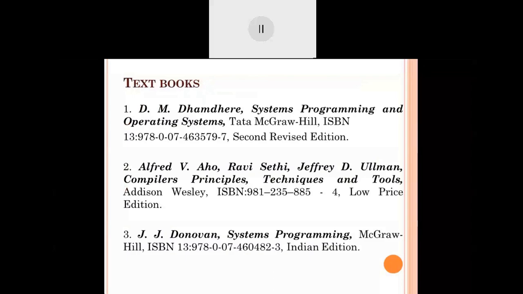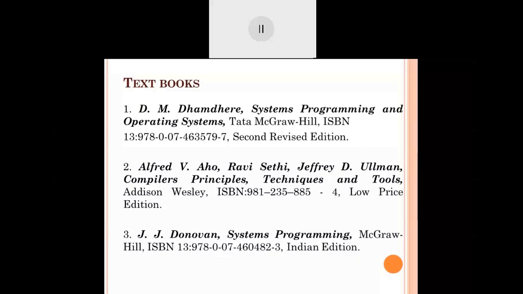Yes, these are some textbooks you can refer to for this subject. The first book, the textbook, is System Programming and Operating System by D.M. Dhamdere. The hard copy is available in the library. If you get the PDF, it is online. I don't have the PDF right now. If I get it, I will put it into the Google Classroom.